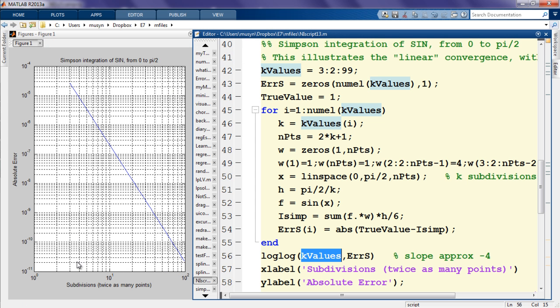There it is. Subdivisions across the bottom, absolute error on the side. And let's track a factor of 10 increase in subdivisions. A factor of 10 increase in subdivisions is going from here to here, from 10 to 100. And in doing so, what happens to the error? It goes down a factor of 10, 100, 1,000, and nearly 10,000. So we have a 4-to-1 slope here on a log-log plot, which, as I mentioned, is indicative of the k to the 4th in the denominator of the error bound for Simpson's approximation.